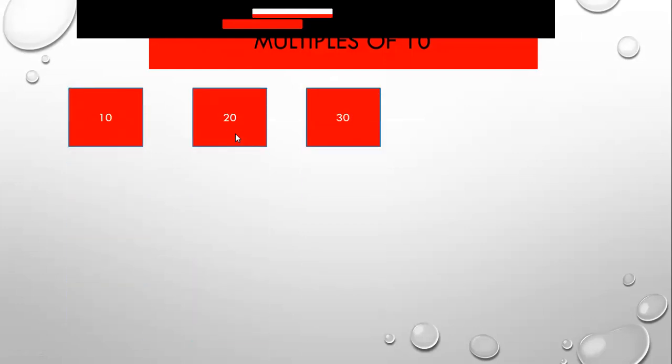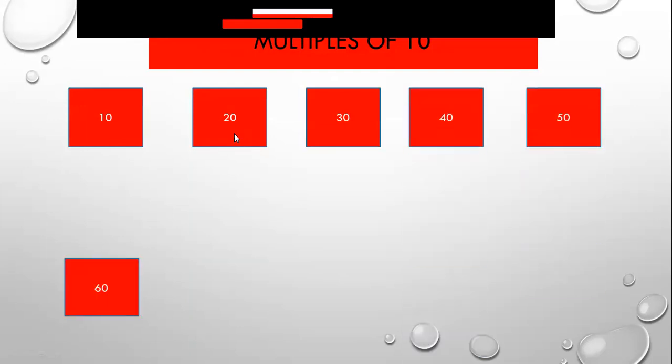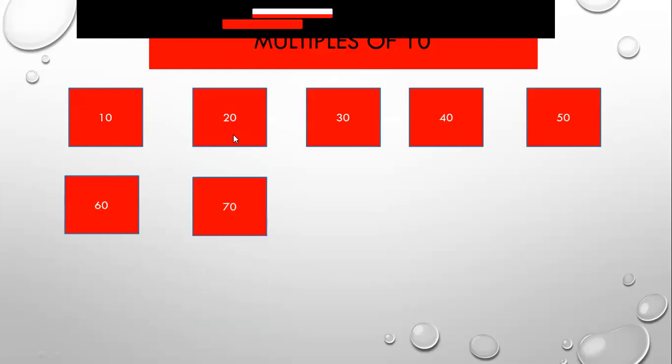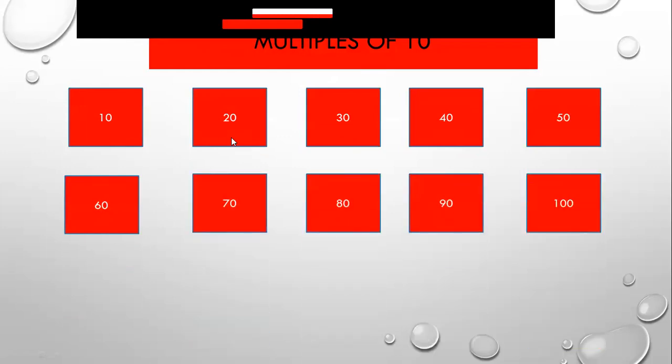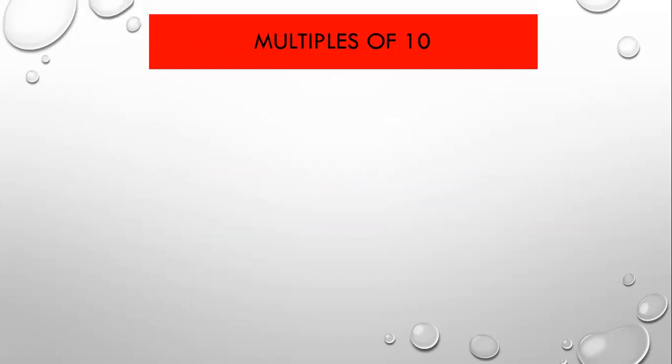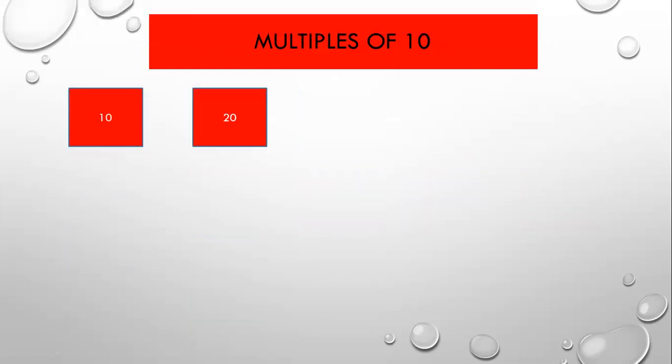Okay, boys, you can know how we can count by tens. So now repeat with me: 10, 20, 30, 40, 50, 60, 70, 80, 90, and 100. That is how you can count by tens.